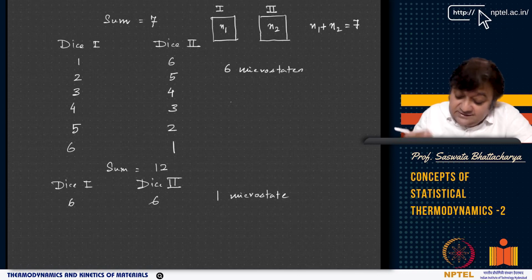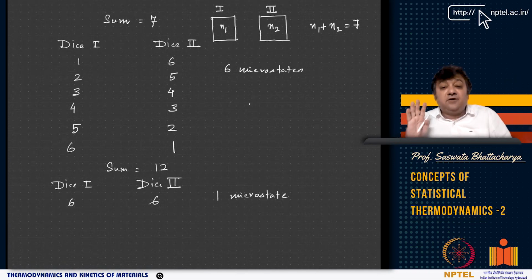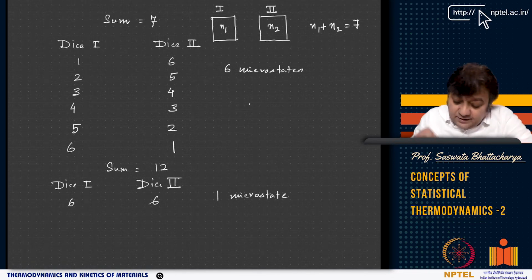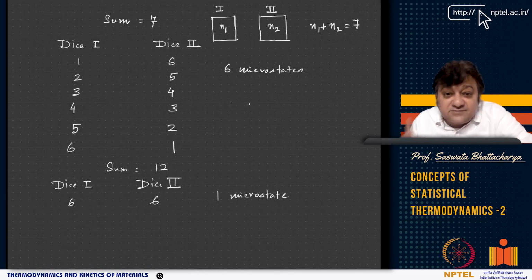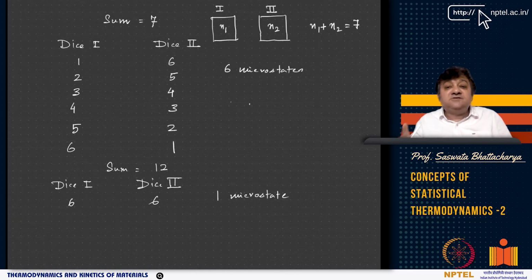Now look at an interesting thing. When I said the sum is 8, we got only 5 microstates. When we went for a sum equal to 7, we got 6 microstates. Now think of a sum of 12. If I say the sum is equal to 12, then the only combination that you can get is 6 and 6, which gives you 1 microstate. So you are seeing now that different outcomes, or different macrostates, correspond to a different number of microstates.